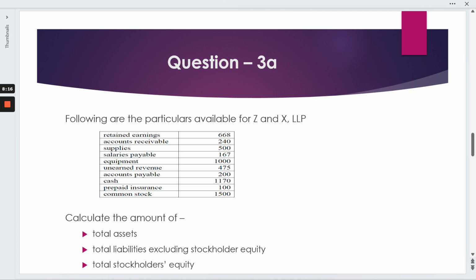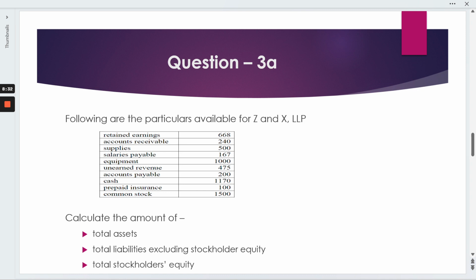Now moving to our third question. In the third we have two parts, third A and third B. As I mentioned, third A is pretty much numerical based. It's a 500 marks question, so no need to write much in detail. Stick to 500 or 520 or 550 words maximum.